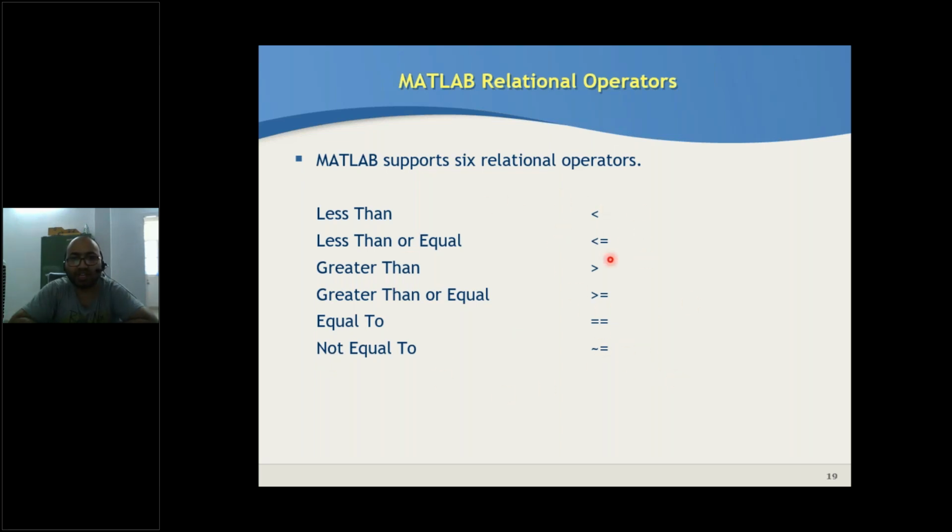Among these relational operators, this particular equal to sign is important, because in mathematics we generally use a single equal to operator to assign values. For comparison purposes, we have to use these two equal to signs. So if you want to compare two values, you have to use two equal to signs, and if you are assigning any value, you use only a single equal to sign. For not equal to, you have to add this negation sign.